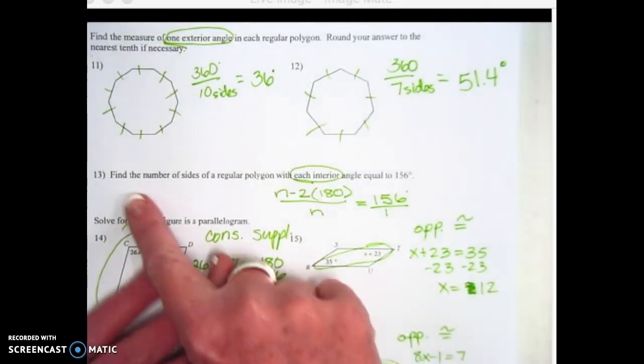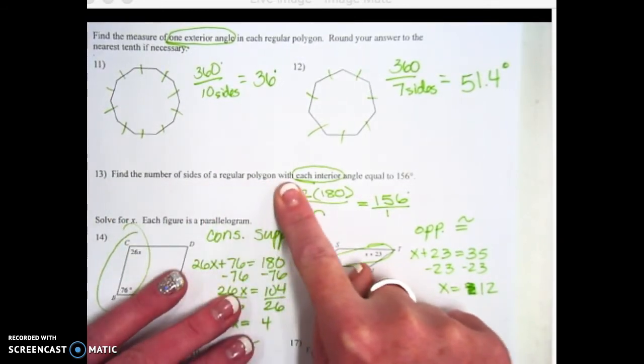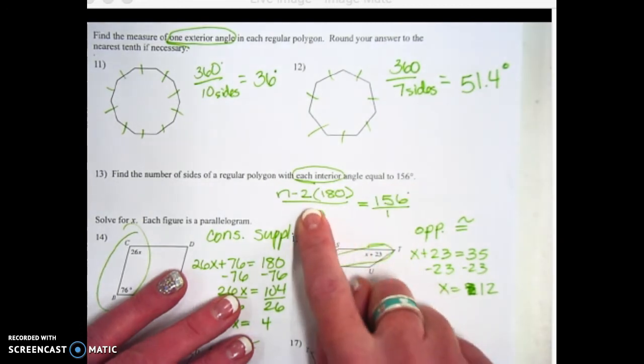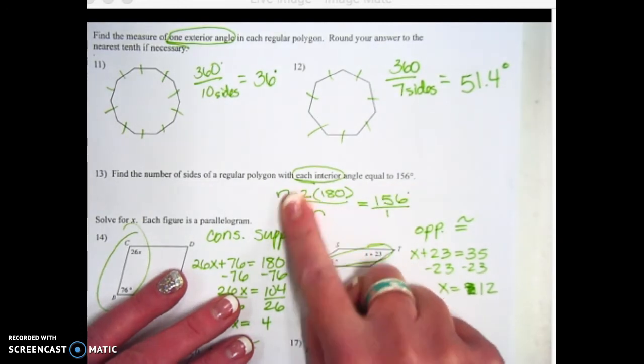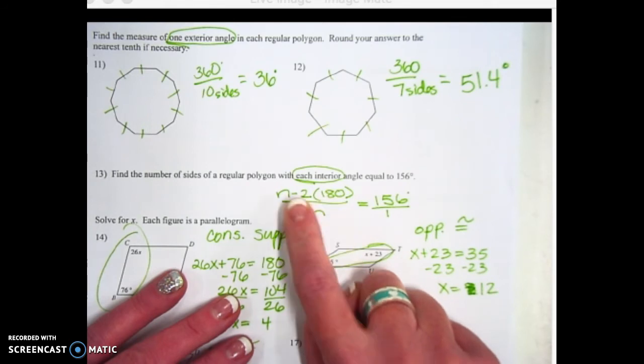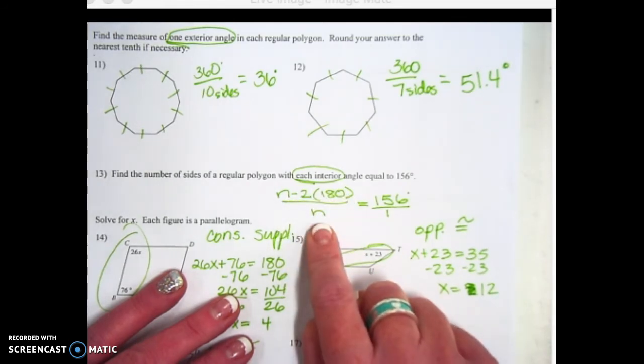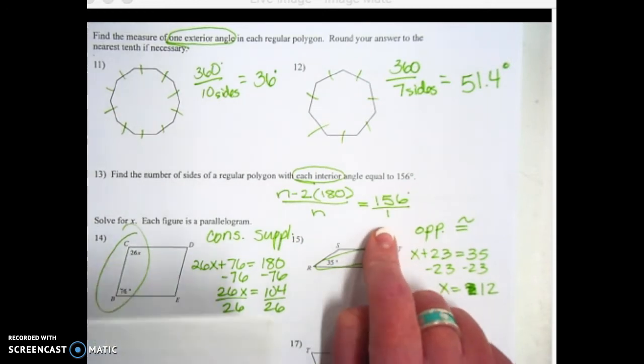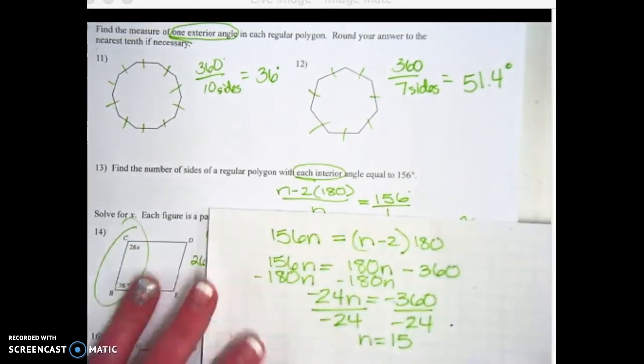Number 13 says, find the number of sides of a regular polygon with each interior angle equal to 156. So you use the formula for each interior angle, which is n minus 2 times 180 divided by n. Set it equal to 156. I put it over 1 so I could do the cross product.